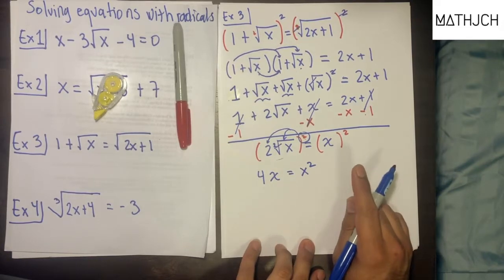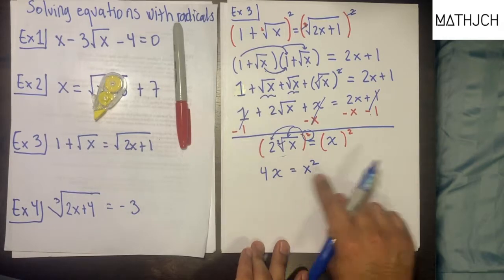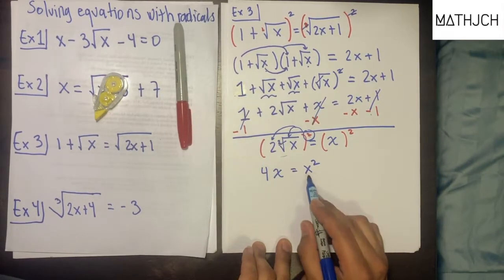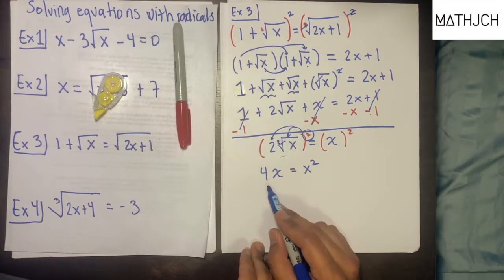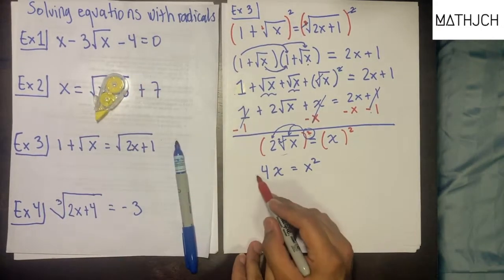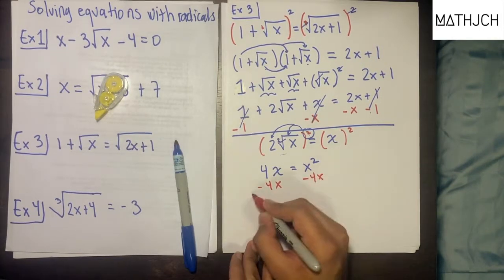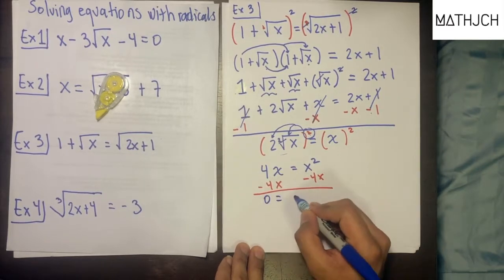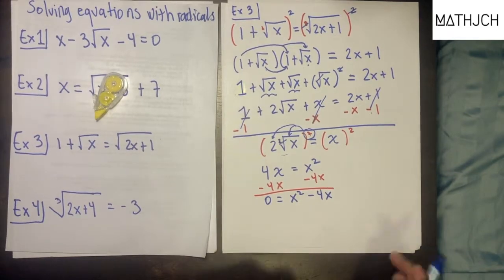Remember from the previous examples that in order to solve a quadratic equation, we have to bring everything into one side. One strategy that we could use is that we want the x squared to remain positive. That means we're going to move the 4x onto the other side. So automatically it's positive, so when we move it, it's going to be negative. So that means that we have 0 equals x squared minus 4x.